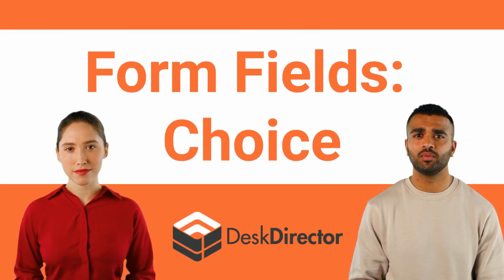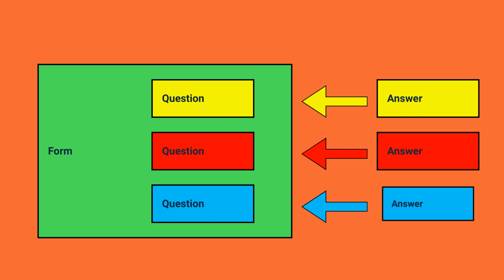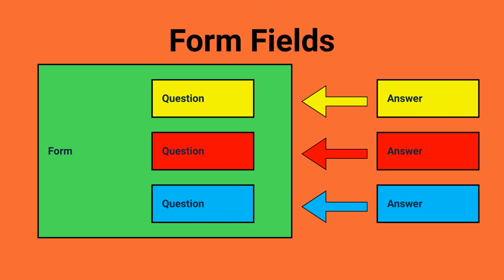This week, we will talk about form fields, the building blocks of Desk Director's form service. Desk Director Forms allows you to ask various types of questions to get various types of information from the customer. These question types are called form fields, and you can use them to customize and tailor your service request forms to fit your business needs. Today, we will cover the choice field, where you offer your customers a range of options to choose from.